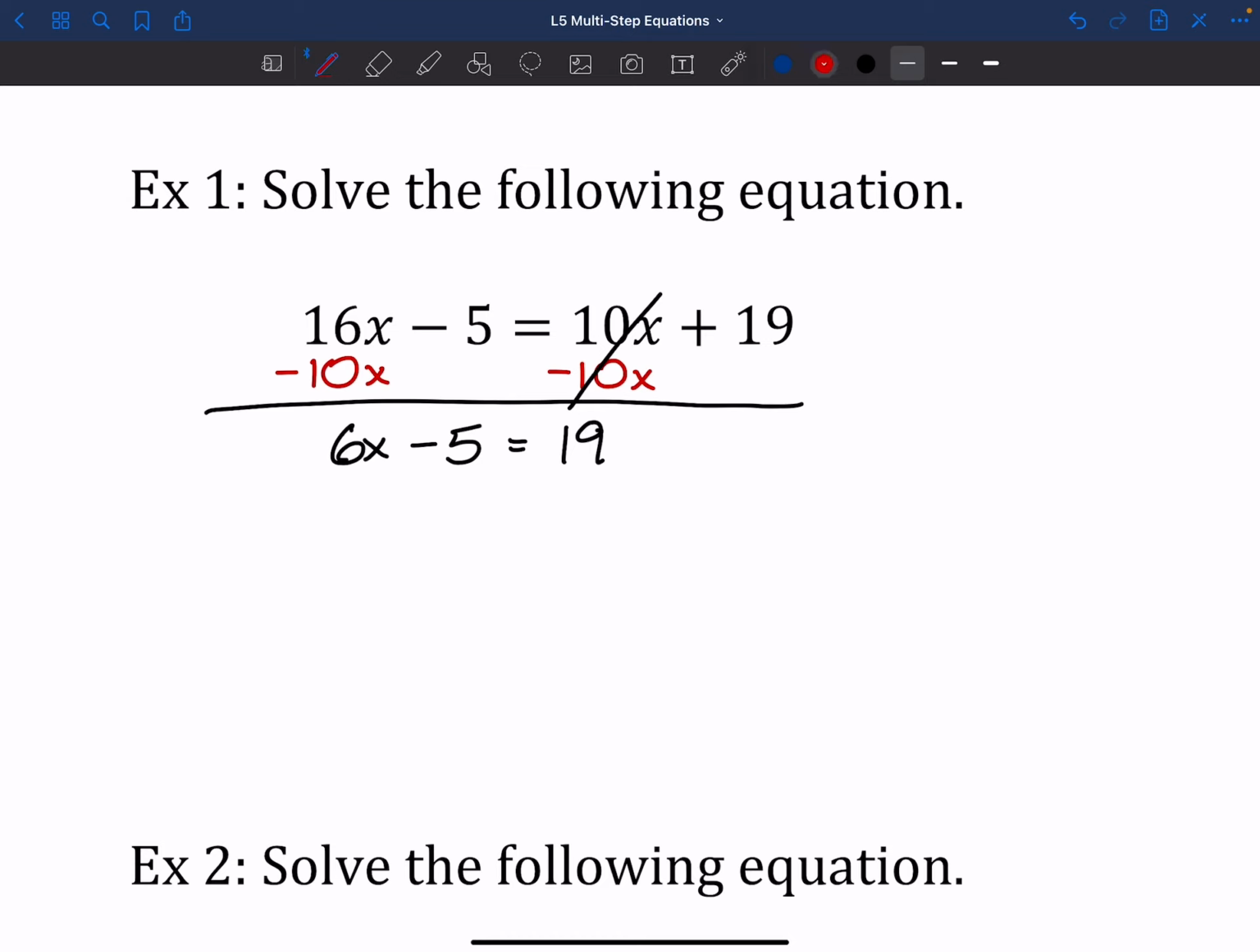Right? Adding 5 is going to move that on over. It'll be gone from over there, so we'll have 6x left over. On the other side, it'll be 24. Okay. After that, easy peasy.